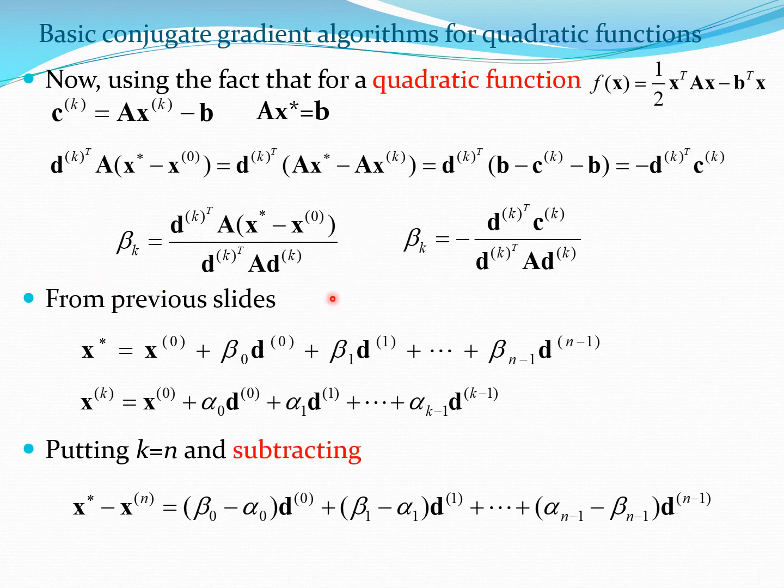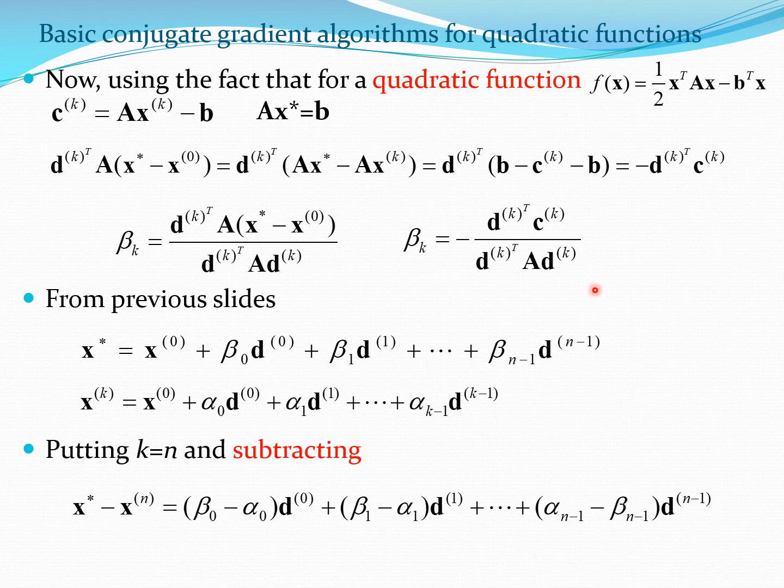So this is a nice compact expression, and by looking at this expression and this expression here, I can simplify the whole problem. So I can get beta k equals dk transpose A (x star minus x0) divided by dk transpose A dk. So this was in the previous slide, and if I take this term here now and I realize this is minus dk transpose ck, the numerator becomes like this and I get this compact expression. So this is the expression for beta k which I have obtained.